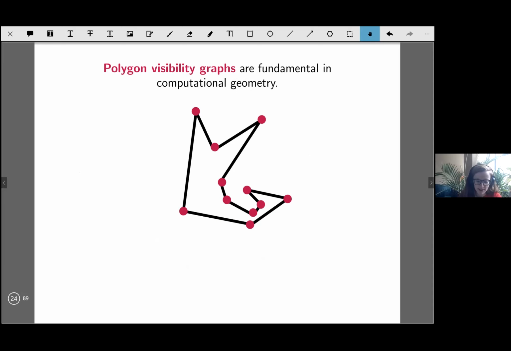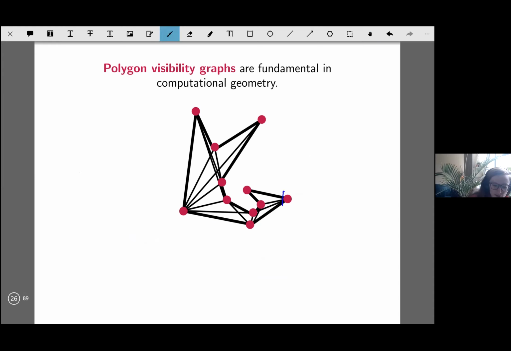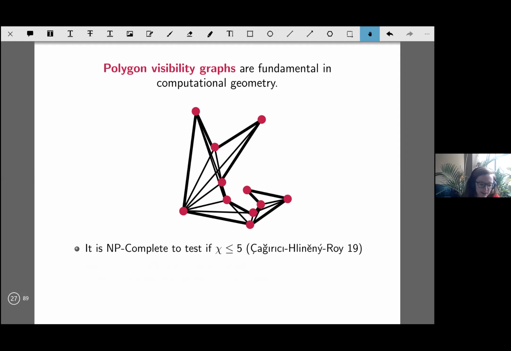The second main reason is that polygon visibility graphs are really fundamental in computational geometry. Even if you're given a polygon and you want to triangulate it, that's the same thing as finding a maximal outerplanar subgraph of the visibility graph. So there's a lot of work going into representing these graphs. How much precision do you need to store the vertices of your visibility graph without changing the graph itself? And all this sort of thing. What's the complexity of determining the visibility graph from the polygon? And in this direction, it's been shown that it's NP-complete to test if the chromatic number of a polygon visibility graph is at most 5.